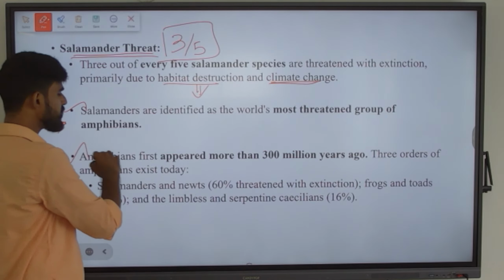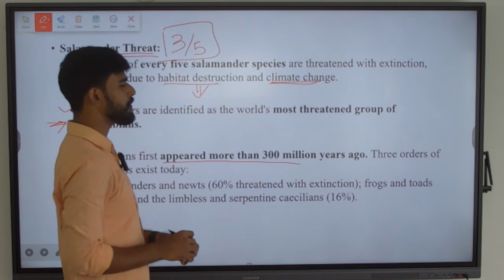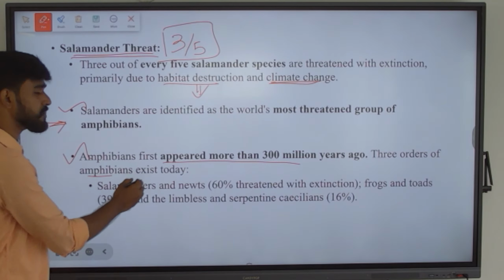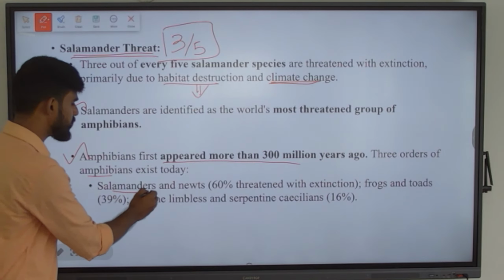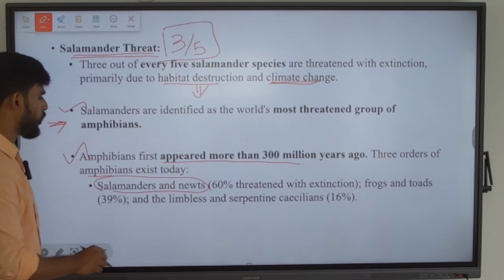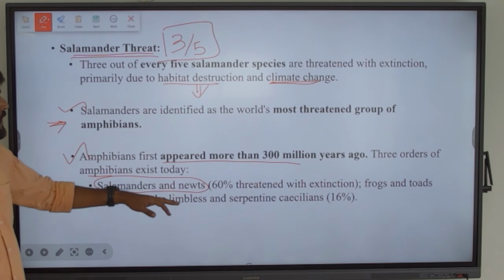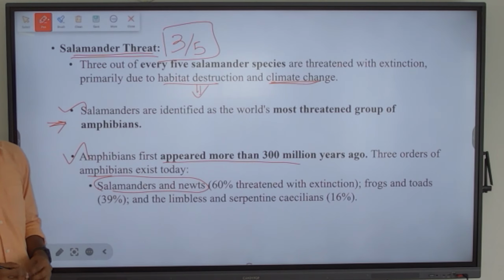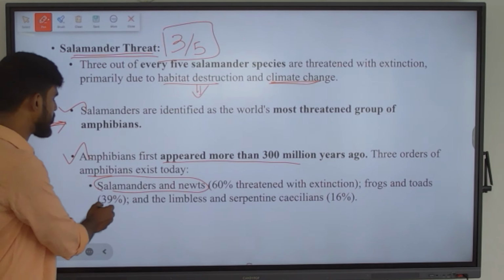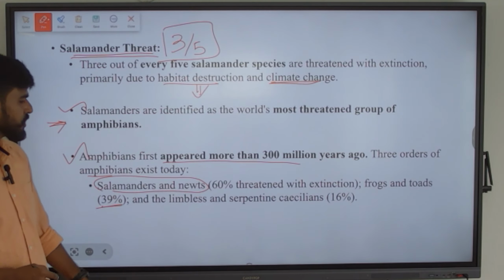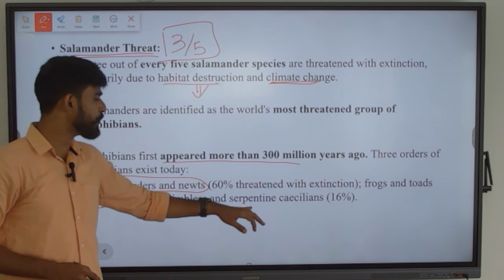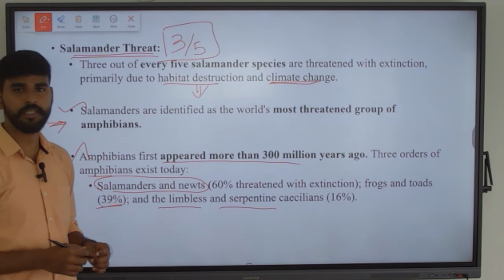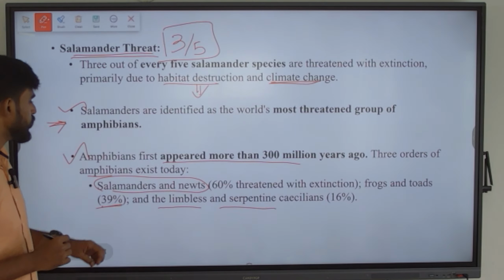Next is, amphibians first appeared more than 300 million years ago, and at present there are 3 orders of amphibians. What are they? First is salamanders and newts. They come first, and of these salamanders and newts, 60% are threatened with extinction. And then comes the second one, that is frogs and toads, and of these 39% are threatened with extinction. And then come the limbless serpentine caecilians, and of them 16% are threatened with extinction. All these details we need to know. So there are 3 orders.